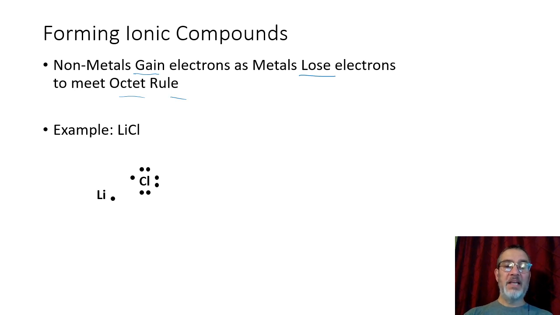So if we look at LiCl, lithium chloride, lithium is a metal and it has 1 valence electron. Chlorine is a nonmetal, it has 7 valence electrons. Chlorine wants 1, lithium wants to get rid of 1. So this is a match made in heaven.